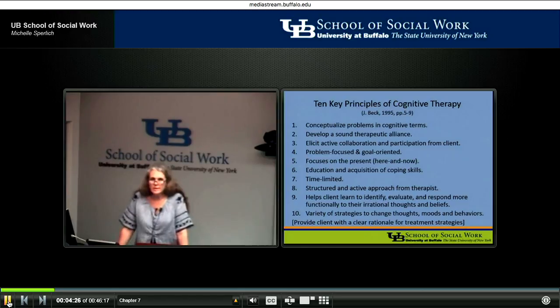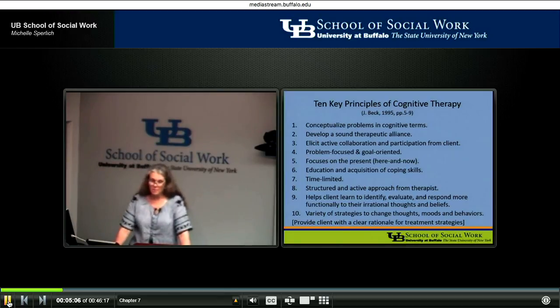There are 10 key principles of cognitive therapy as laid out by Beck, one of the prominent researchers in this area. Some of these principles are that we conceptualize problems in cognitive terms, we develop a sound therapeutic alliance, we elicit active collaboration and participation from clients, that we be problem-focused and goal-oriented, and that we focus on the present here and now. So what are you thinking and feeling right now? We'll focus on education and acquisition of coping skills.